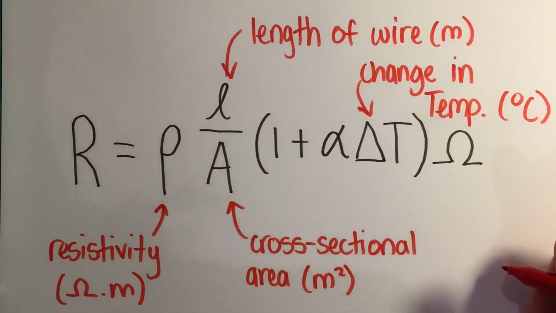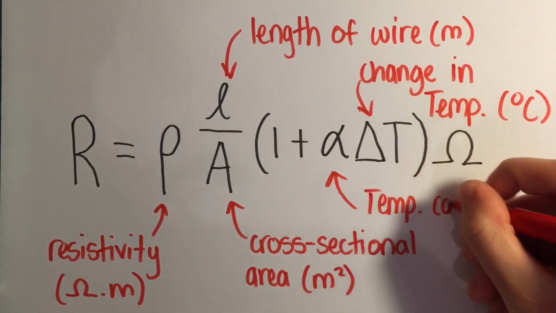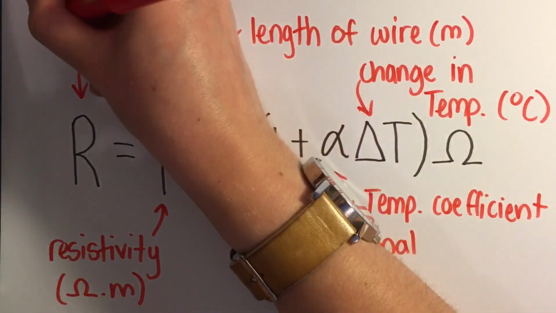Note that ρ is the resistivity of the material that the wire is made of, which is measured in the units of ohm meters. This value is different for each material and will most likely be given in a question.